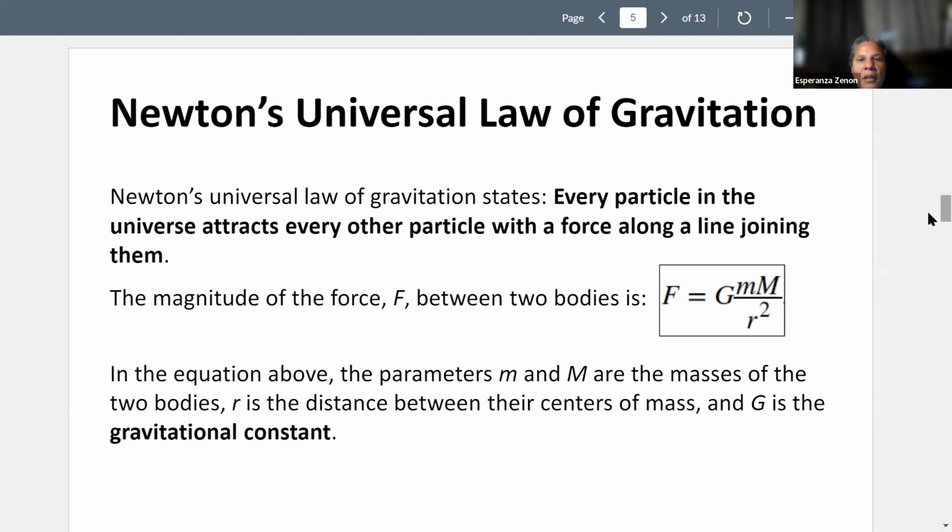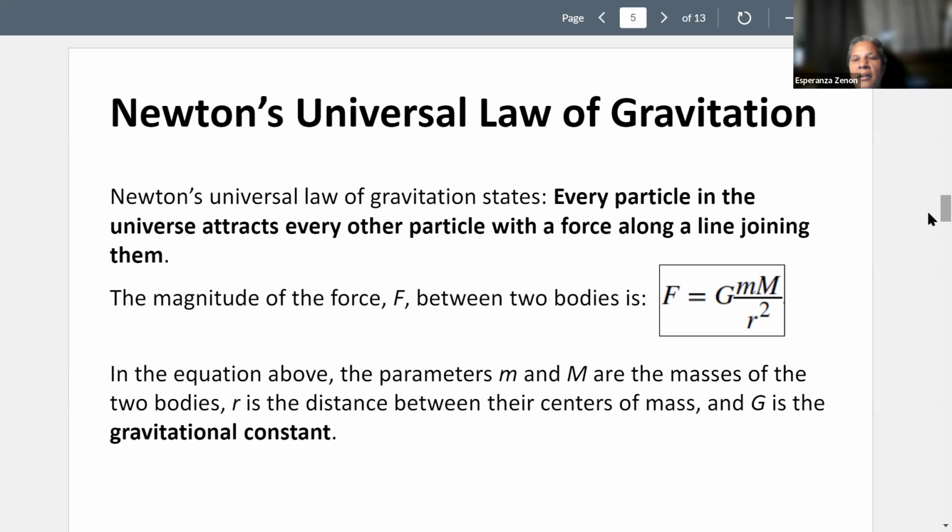And so the formula in the box helps us to understand the force of gravity, F, between two objects. In this formula, the two objects are represented by the little m and the big M, the mass of each object. This notes package uses little m and big M, but some textbooks use M1 and M2.